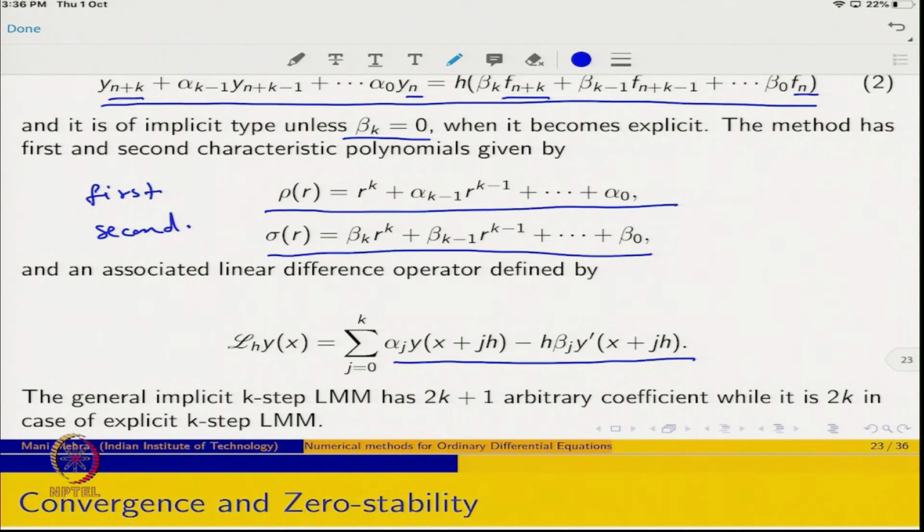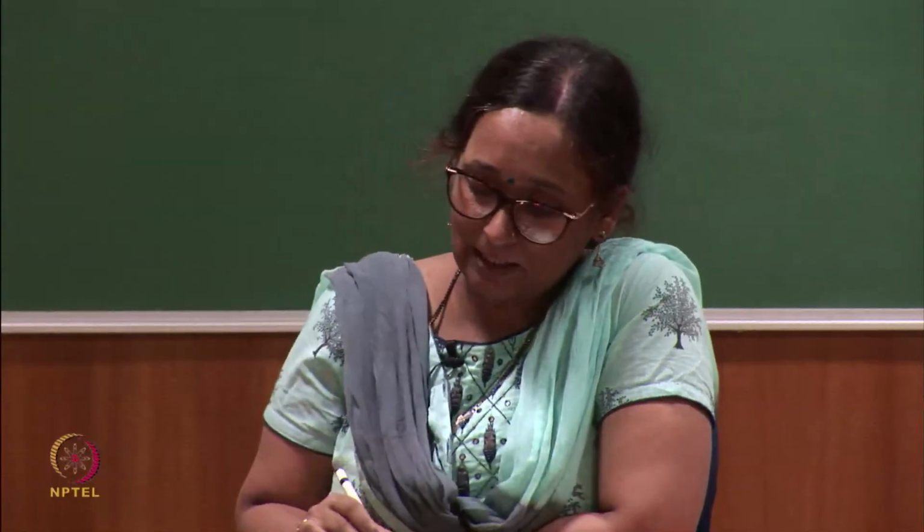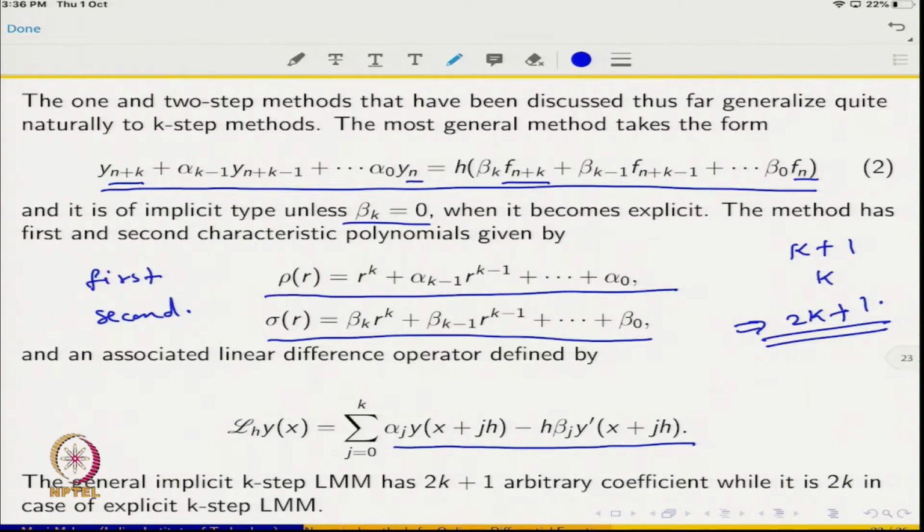So, the general implicit k-step linear multi-step method has 2k plus 1 arbitrary coefficients. Of course, in the right hand side how many coefficients are there? k plus 1. In the left hand side there are k coefficients. So, the total number of coefficients is 2k plus 1 in case of implicit, and in case of explicit, beta k is 0. So, of course, it will be 2k, that is what we can observe very easily.